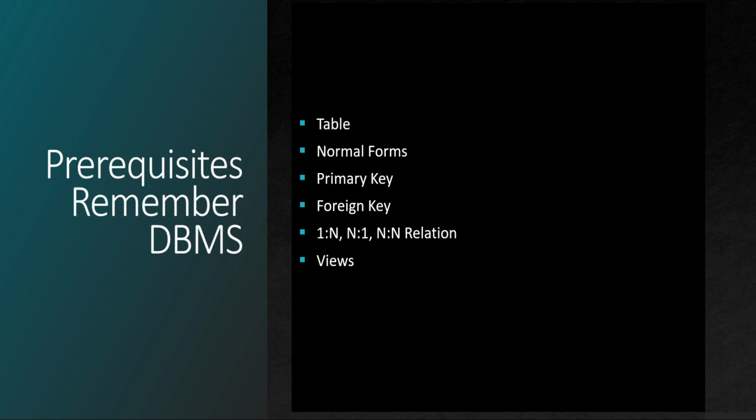Then there is the concept of primary key. What is a primary key? Primary key is the field in a table that uniquely identifies a record. The best example is your employee ID. You must be working somewhere. Your employee ID is your primary key. Or when you were in school, your registration number was your primary key.